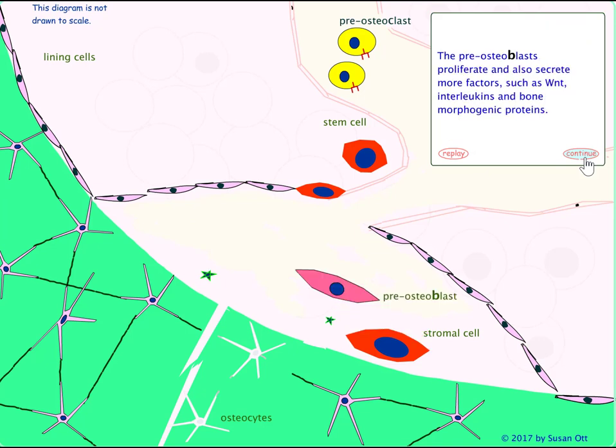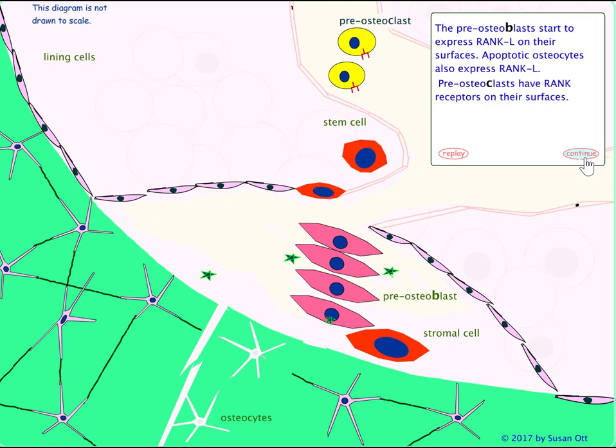The preosteoblasts proliferate and also secrete more factors such as Wnt, interleukins, and bone morphogenic proteins. The preosteoblasts start to express RANKL on their surfaces. Apoptotic osteocytes also express RANKL. Preosteoclasts have RANK receptors on their surfaces.